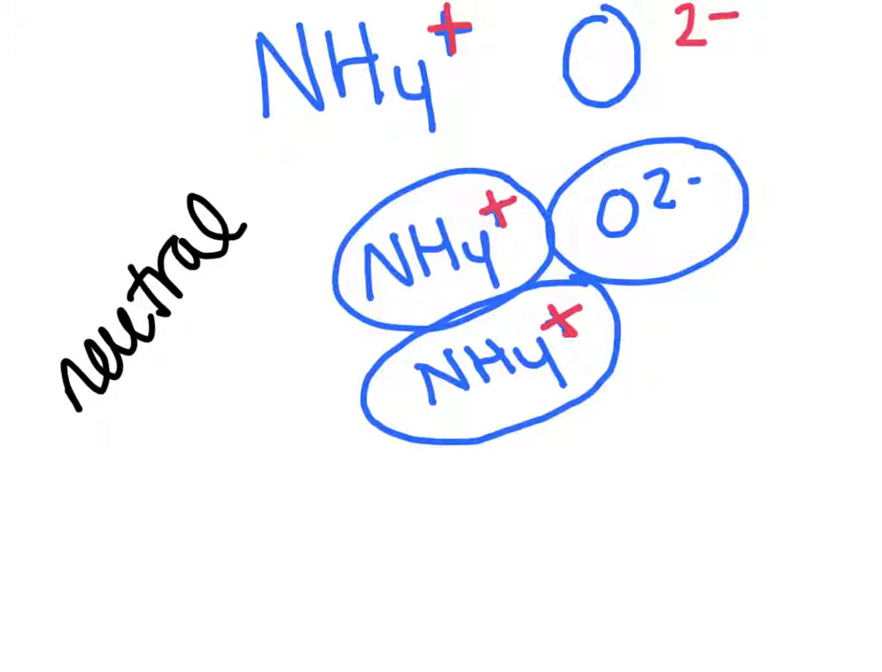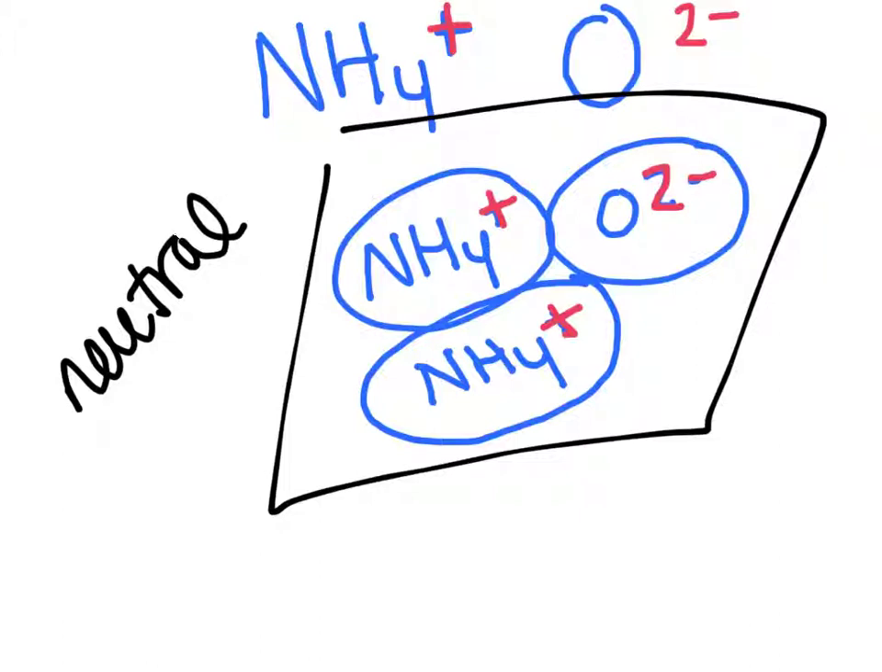There's 2 plus, I add them up. 1 plus and 1 plus is 2 plus. And then 2 minus. So see how that balances out? 2 pluses and 2 minuses? So this is a neutral compound. Okay, so I'm just drawing to visualize to get the actual compound, the ratio.